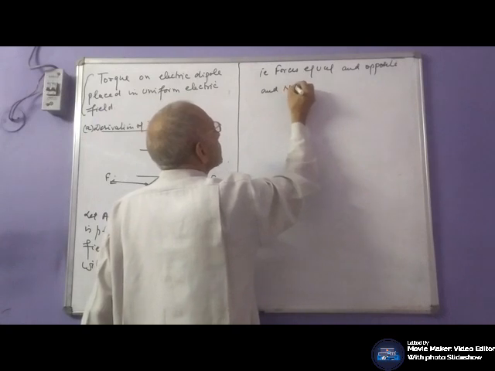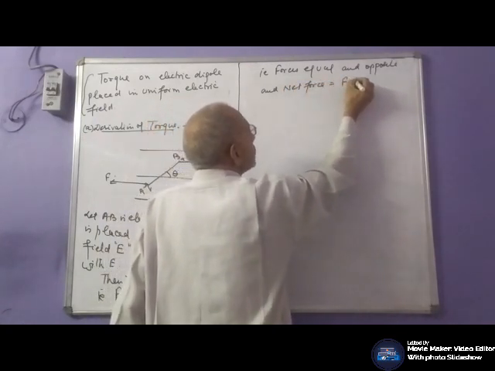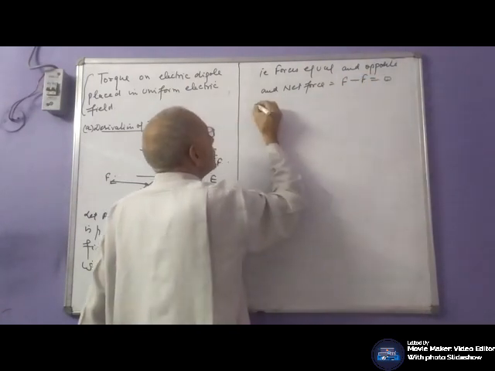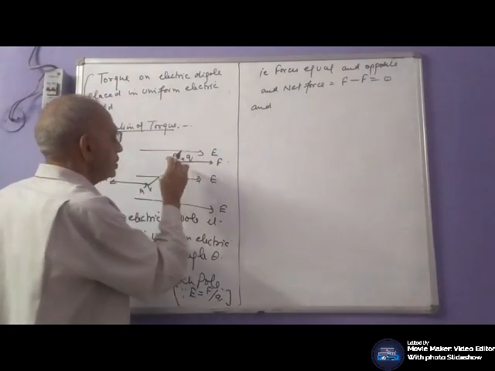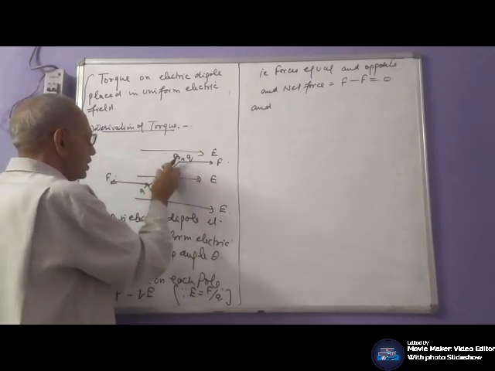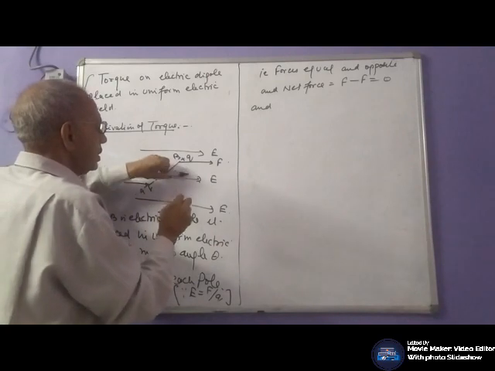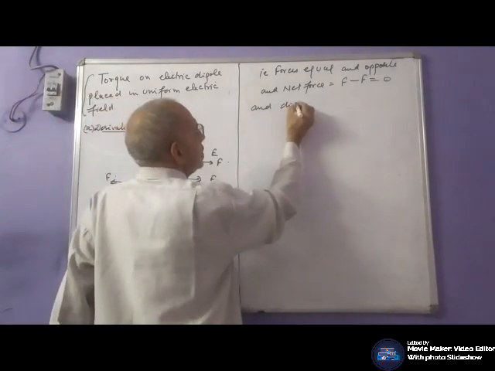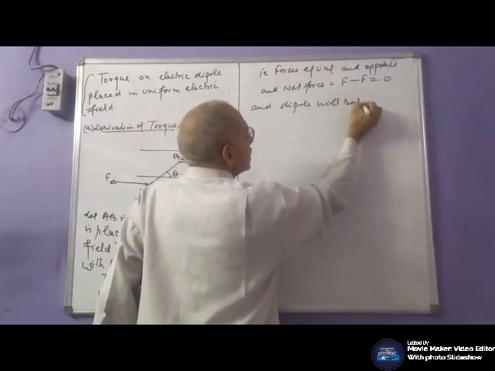And the net force is F minus F, which is 0. Now this force is toward this direction, and this is toward this direction. One force is here, the other is here, so the dipole will rotate.